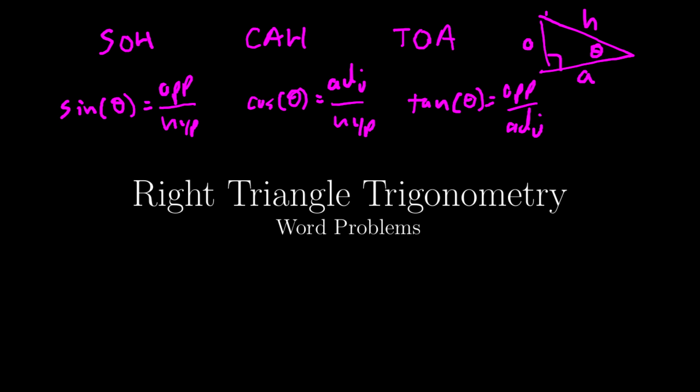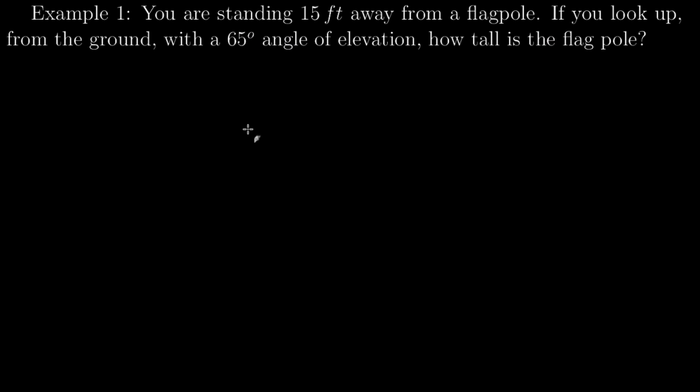So let's dive right into some of these problems and see how they work. You are standing 15 feet away from a flagpole. If you look up from the ground with a 65-degree angle of elevation, how tall is the flagpole? I can draw a flagpole. I can draw a person. Isn't this a lovely person? I can even sort of represent the person looking up, which actually isn't the correct diagram for what we have. But the question is, how do I figure out how tall this is?